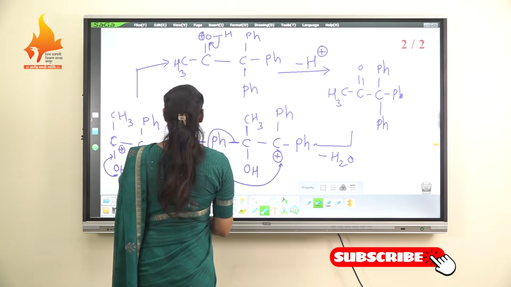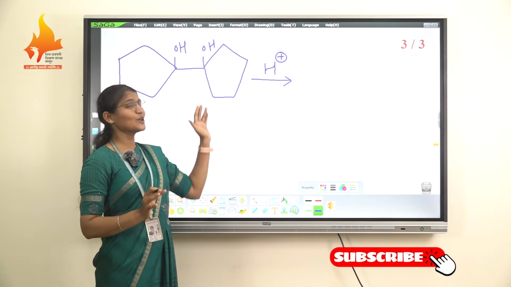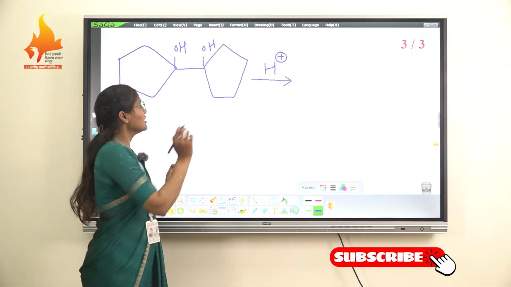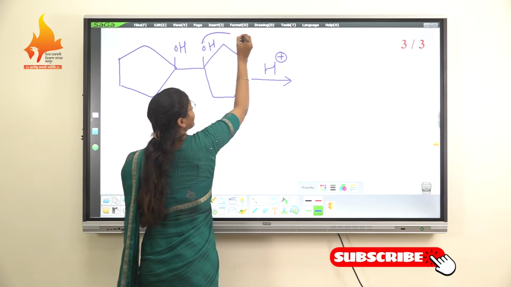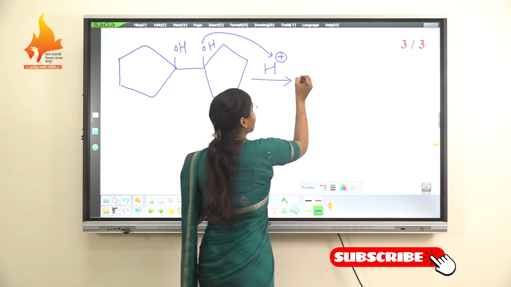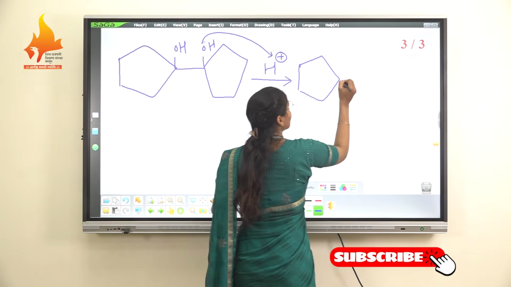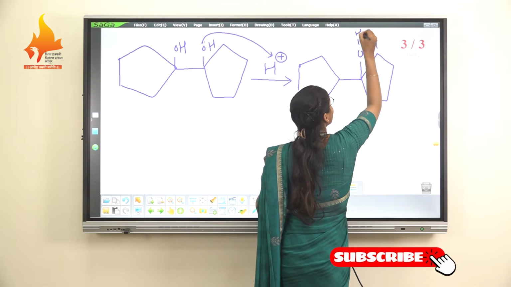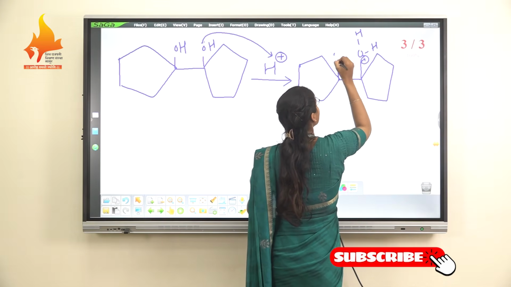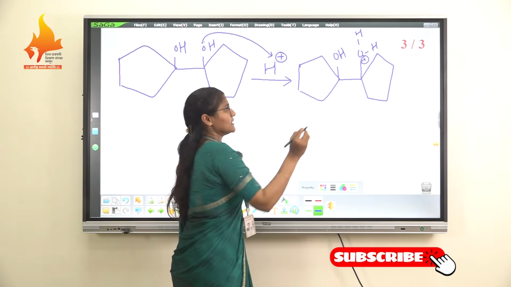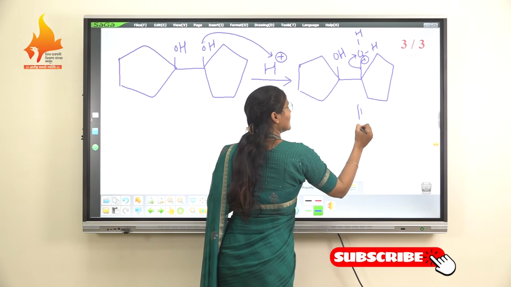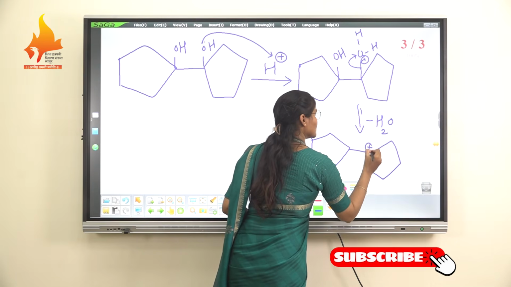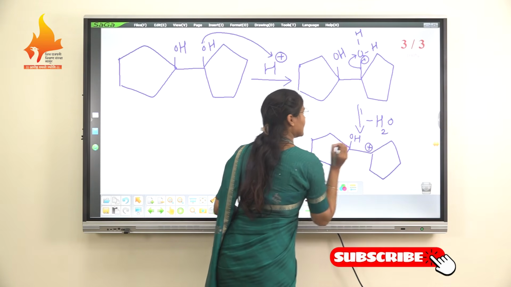Likewise, we take another example. This molecule contains a plane of symmetry, so both OH are present in the same environment. So we can protonate any of these. I can protonate this OH, so we will get a water molecule over here. Here we will get OH2 with positive charge, and here OH. Next step is departure of the water molecule, minus H2O. We will get positive charge over here and here OH as it is.